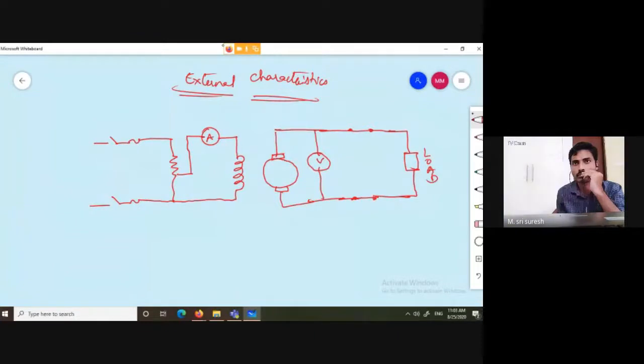The load. Supply. The previous switch. Here also the switch should be in a closed condition.